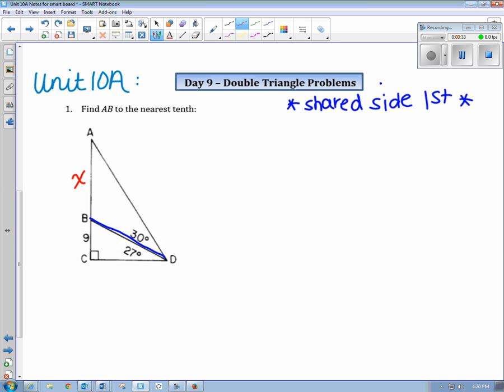So when I look at where the X is, the AB that I'm looking for, I realize that I don't have a ton of information about that triangle, so perhaps I have to go through and use that rule that I keep going back to about finding the shared side. So I'm going to call that Y.